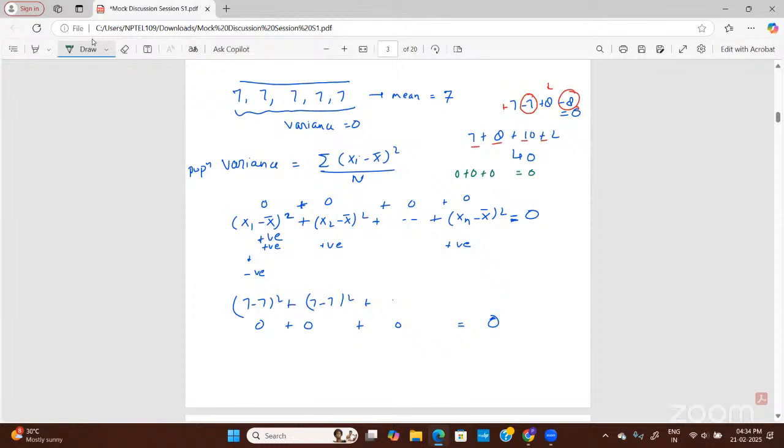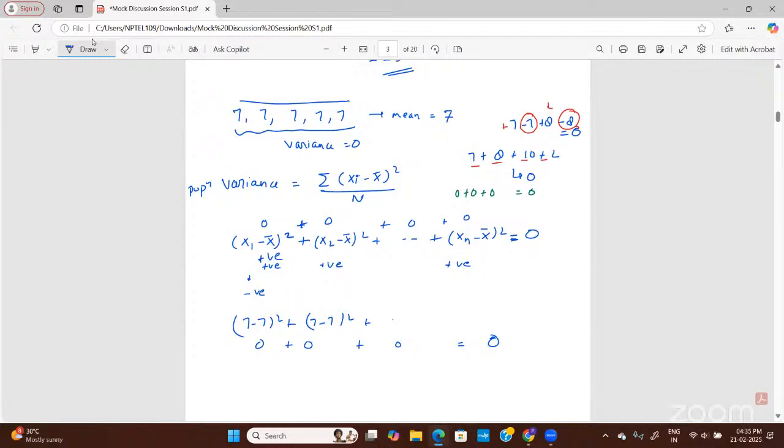Ma'am, in the formula you said the population variance formula is sigma of x minus mean upon n. Yeah, this is the formula for population variance, and in the above you said variance is 0 here. Yes, ma'am. What is the difference between them? I'm telling you about the variance. It can be sample variance also. It can be population variance also. For sample variance, the denominator is n minus 1.